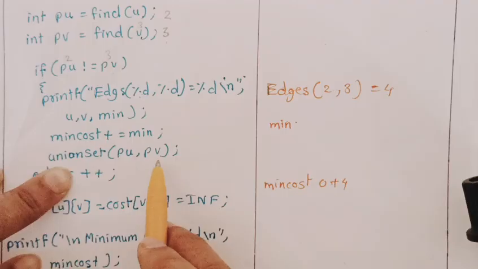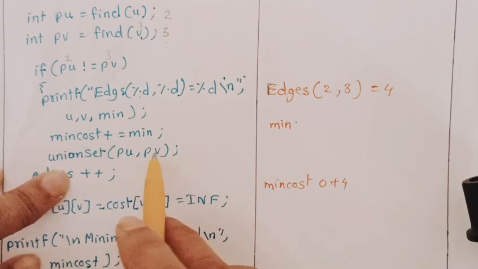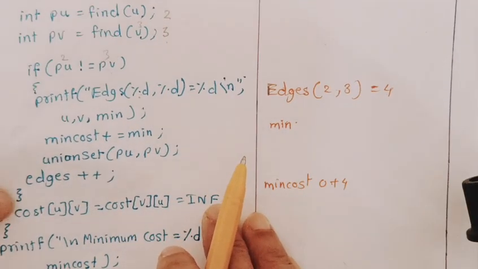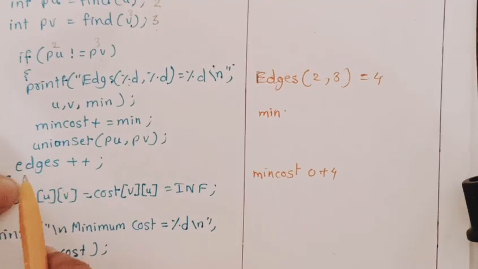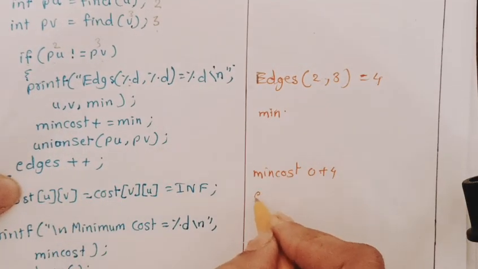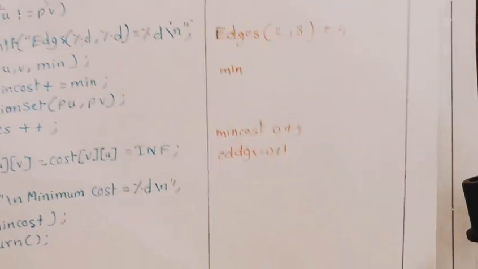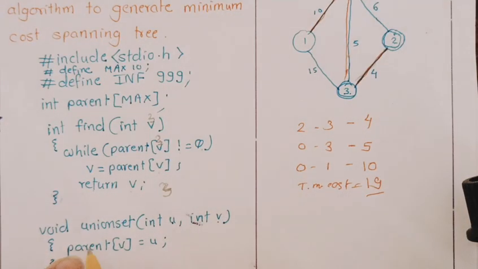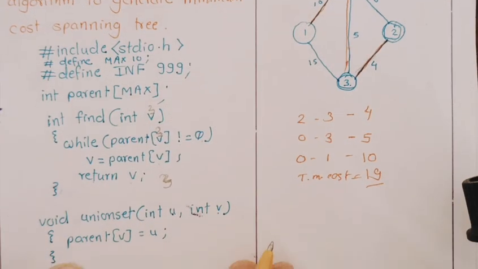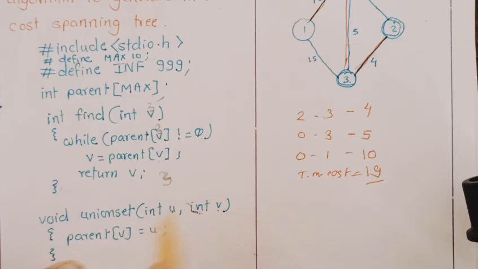Next union set PU, PV. This you have to do. Union set means you have to set the parent of the other node. Then edge plus plus. First edge is 0 plus 1. See here what you are doing in union set: you are passing the U value and V value. U value is 2 and V value is 3. Parent of 3 is 2.